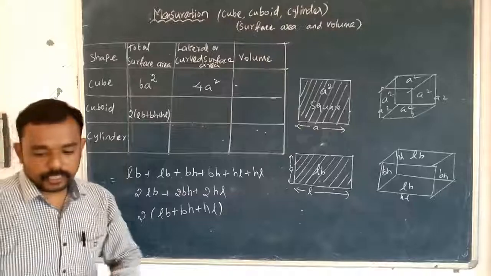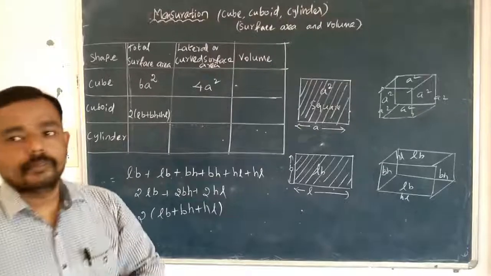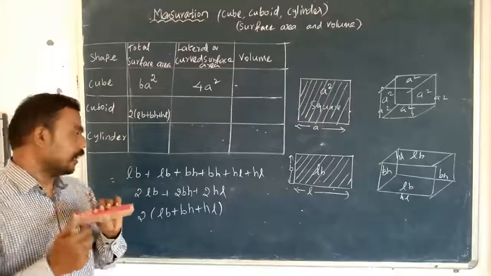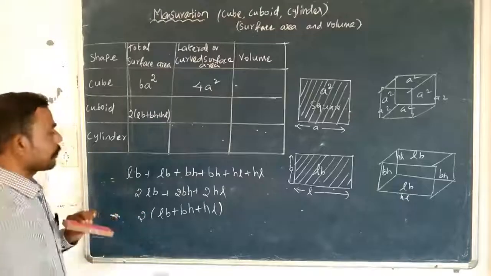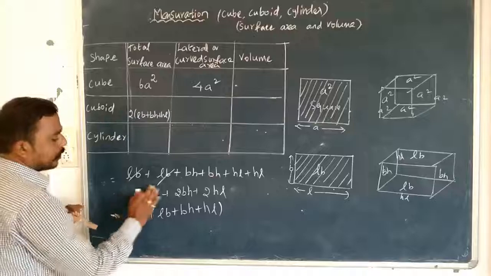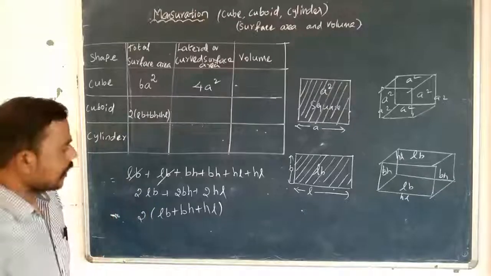Just remove the top view and bottom view. The top view is L into B, and the bottom view is also L into B. So we are going to remove this, that is, we are going to cut LB.